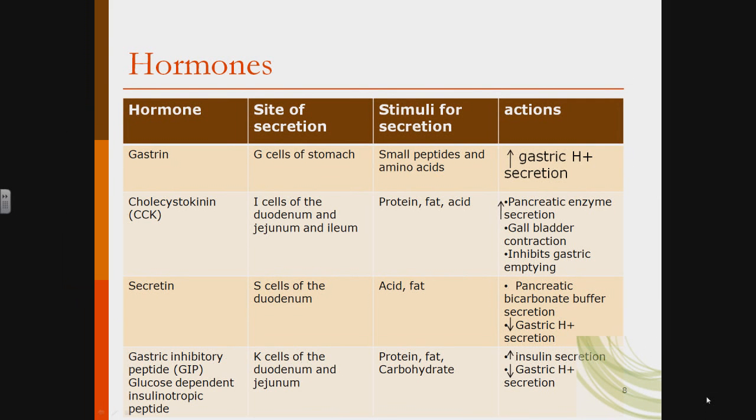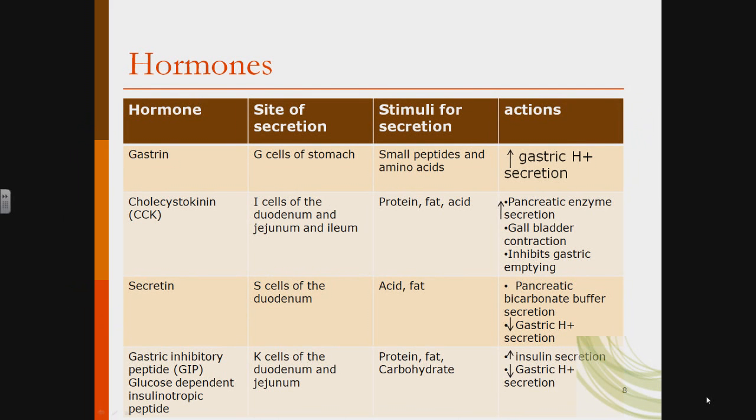Cholecystokinin, or CCK, is released by enteroendocrine cells found in the duodenum, jejunum, and ileum. These are called I cells. And notice that CCK is released again because of protein or fats and acids. And CCK leads to more pancreatic enzyme secretion, digestive enzymes. And it also slows down gastric emptying. This should make sense because you want time to kind of churn the food and mix it with the digestive enzymes. CCK also causes the gallbladder to contract, which means bile will go through the bile duct and into the duodenum.